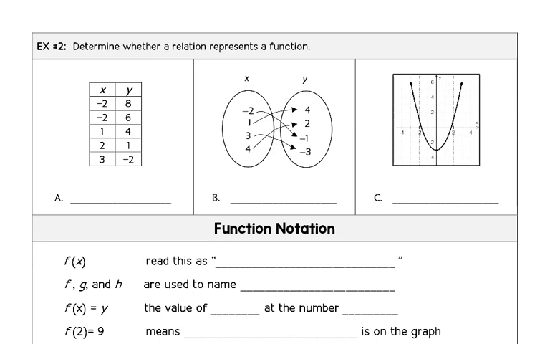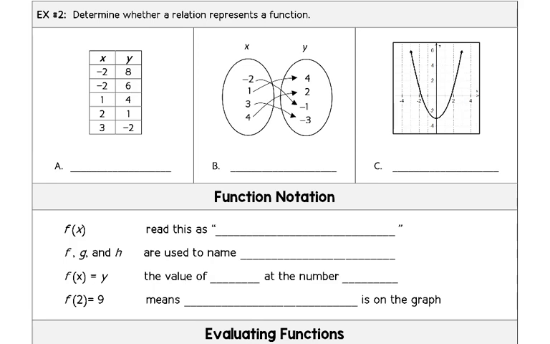So when we look at part A, we're going to look at our domain, our x values, and our range, our y values, those 2 sets. And we're going to say, is there any x value in my domain that maps to more than one value in my range, or more than one y value? Well, if we look at -2, right? -2 maps to 8, but -2 also maps to 6. It's going to 2 different numbers in the range. So this is actually not a function. This is strictly a relation.